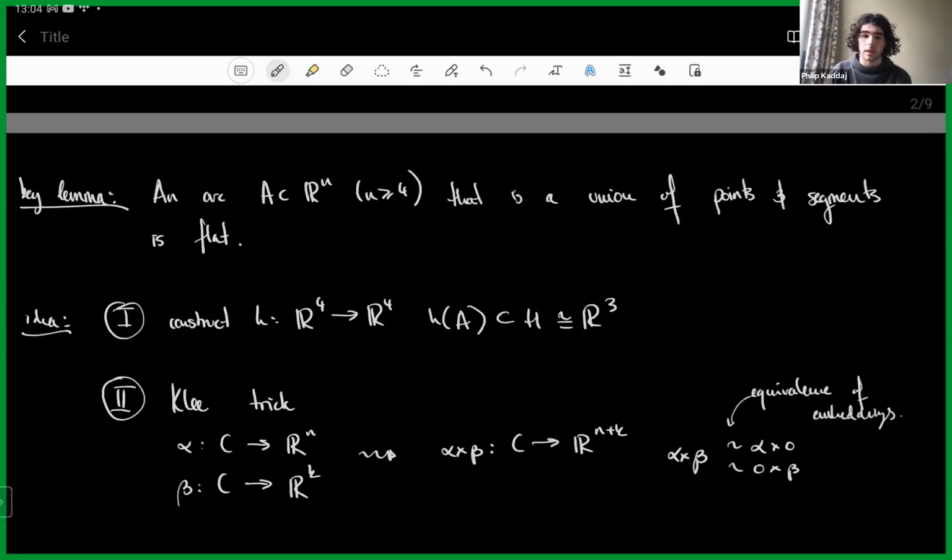The Klee trick says that if we have two embeddings of some compact manifold C, alpha into Rn and beta into Rk, then we can take the product of these embeddings, defined as alpha of x, beta of x, and that's an embedding of C into Rn plus k. Then these embeddings are equivalent by ambient homeomorphisms to alpha times 0 and 0 times beta.